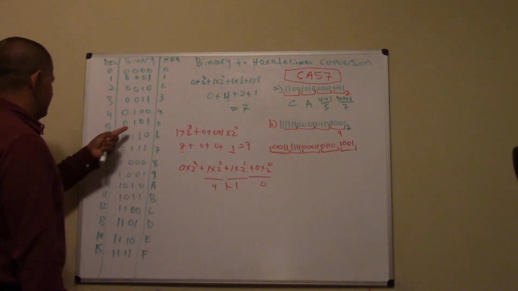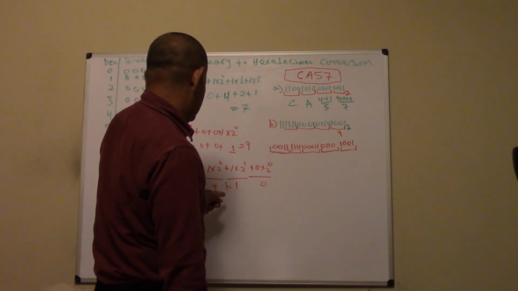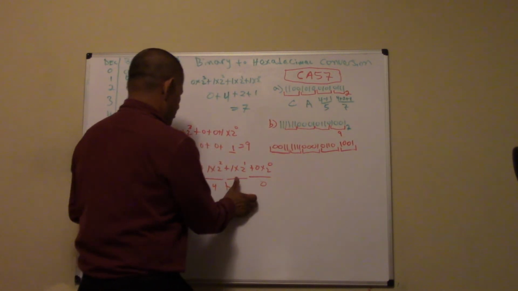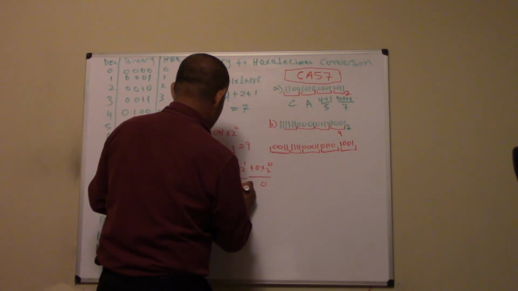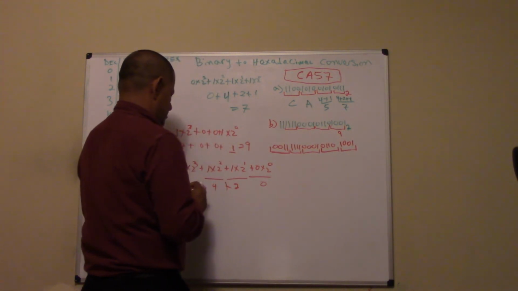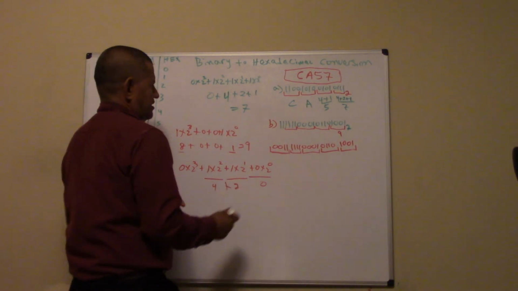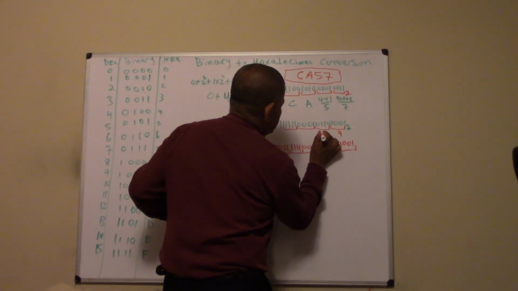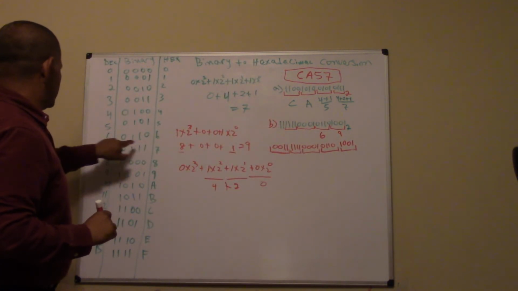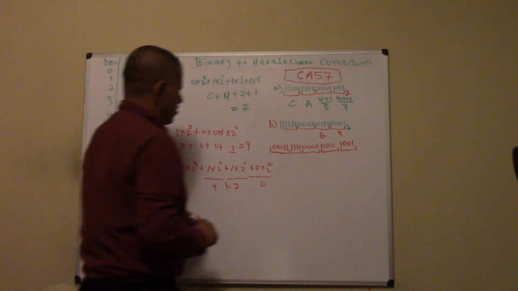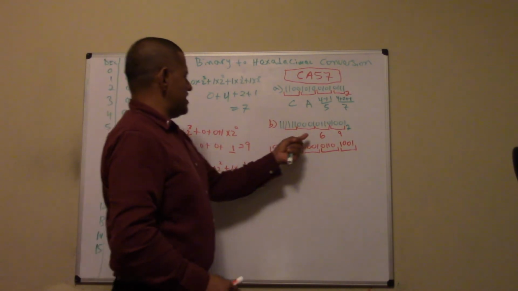And we can pick it from the table, and that's what it is. It's 6, right? So okay, we're done with that, right?